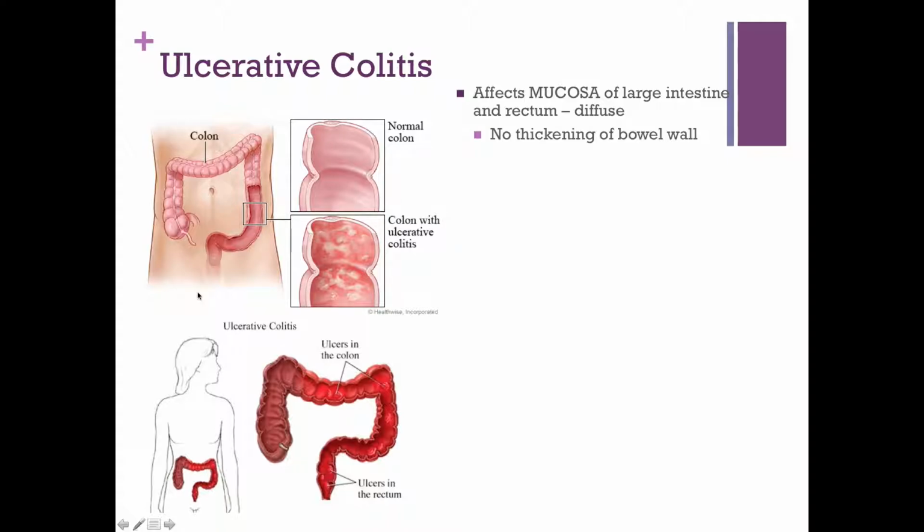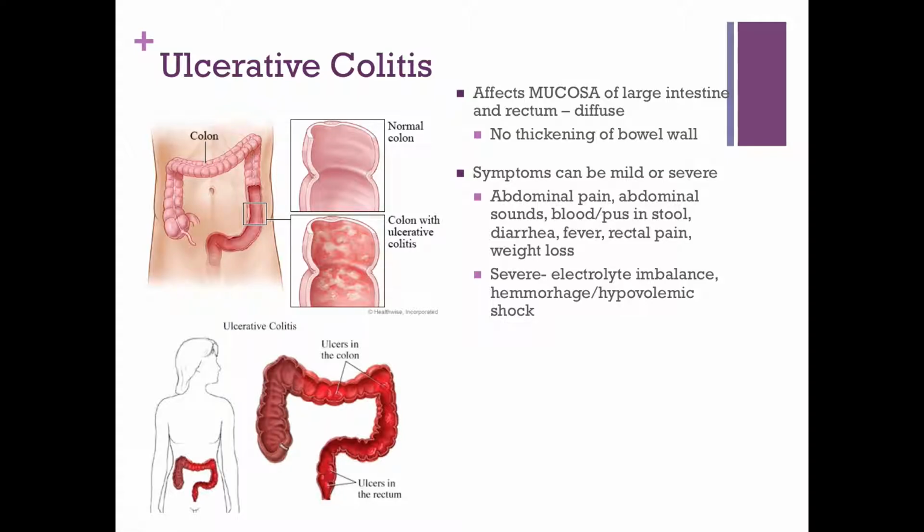You don't see thickening of the wall because there's no granulomas. The bowel doesn't have to contract really hard to drive absorption, to try to force food to move its products into the bloodstream. Instead, there is more kind of sluggish rates of bowel movement, so you're not going to see the muscle hypertrophy. And symptoms can be either mild or severe.